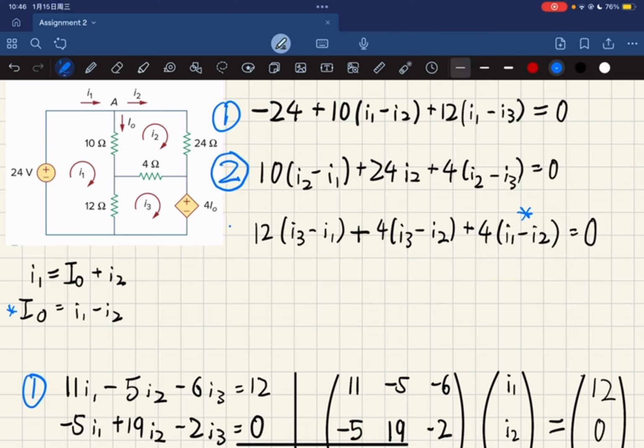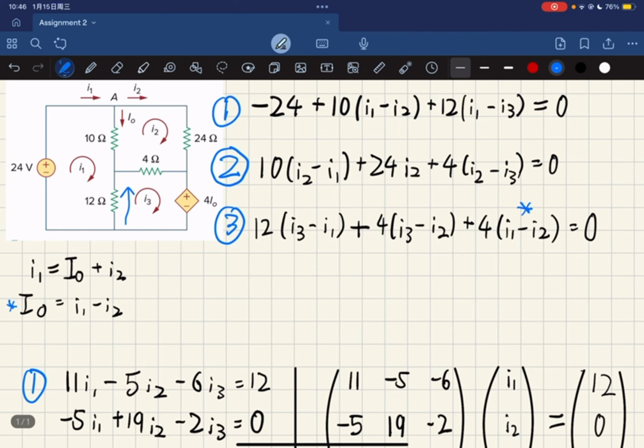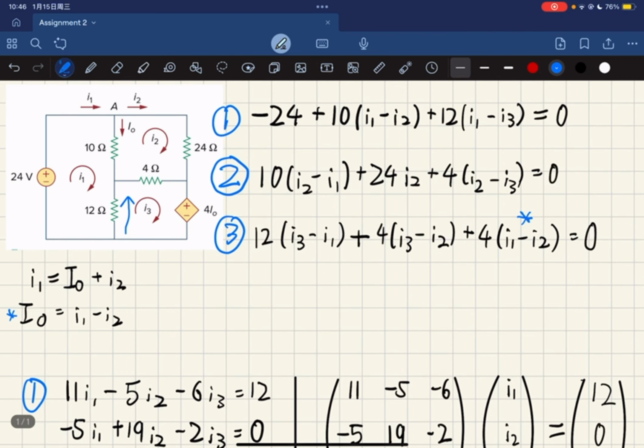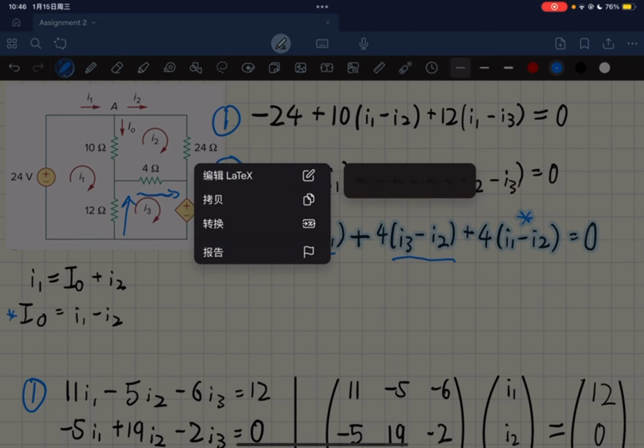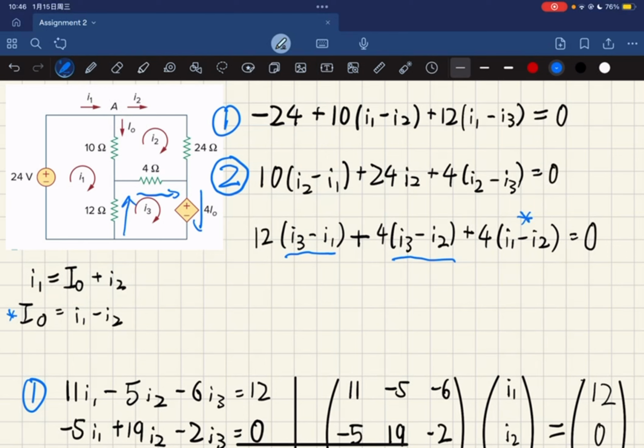For our third equation, we can start with the third loop, going through the top resistor with I3 and I1. We can write it as I3 minus I1. And then going through to our 4 ohm resistor, we have I3 and I2. So like just now, write I3 minus I2. Then we'll go through our voltage source.